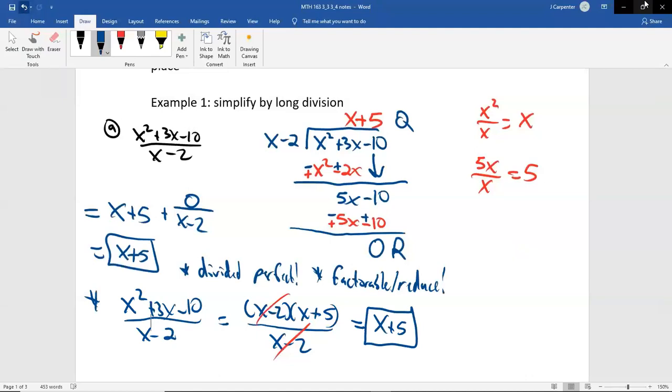Now, I did say to use a specific method, so that means I could reserve the right to not award full credit if this is a test question. However, I will admit a long division problem that does factor and reduce, I wouldn't care if you notice that. I would actually commend you for it.